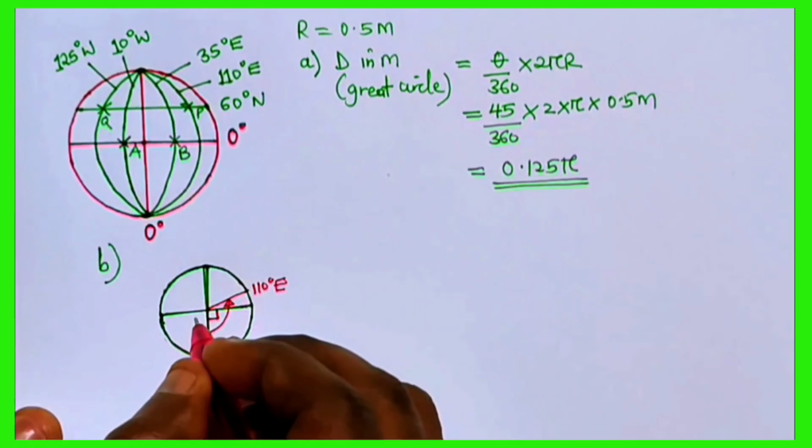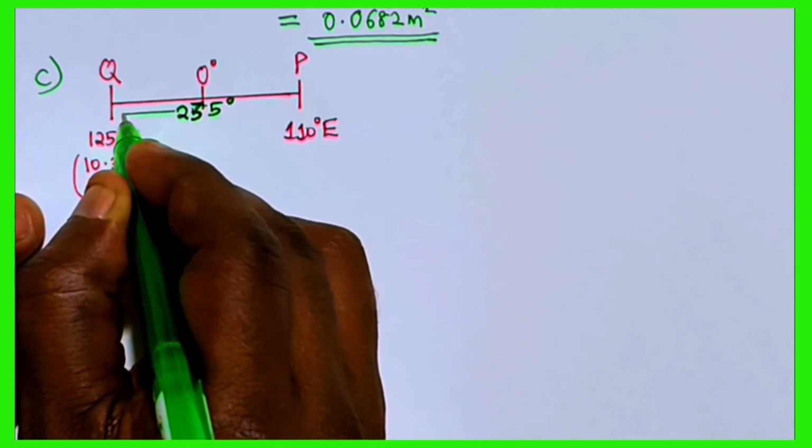Part C of the question. If the local time at Q is 10:30 a.m. on Monday, determine the local time at P. So I've captured this illustration here to help us. So the longitude of Q, which is 125 degrees west, the time at this longitude is 10:30 a.m. We want to find the time on a longitude 110 degrees east. So the value of theta we had found to be equal to 235 degrees.